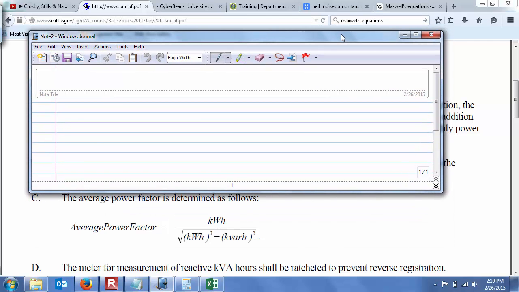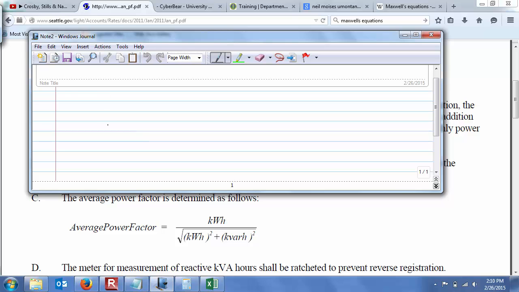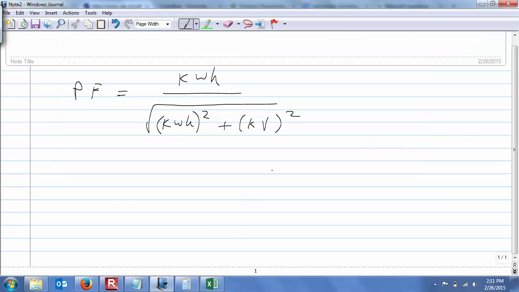Do it by hand, then we'll pop it into Excel. All right, so we've got power factor equals kilowatt hour over the square root of kilowatt hour squared plus KV squared. I'm just going to call it KV just so it's something different. My thought is the square root and the square cancel each other out, and the kilowatt hour and the kilowatt hour cancel each other out.